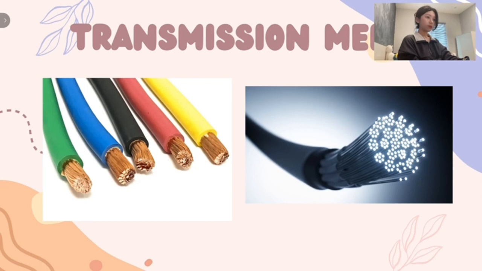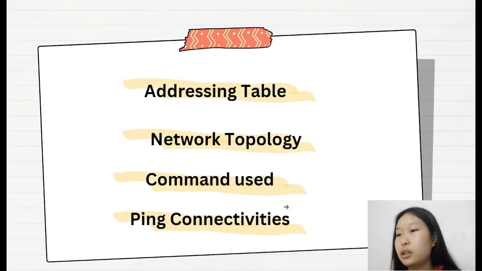Using coupled cable within a location, such as between the device and the switch or the switch to the router. Fiber optic cable is being used between the routers, which have a higher distance from each other, as fiber optic cable can provide high bandwidth and also long distance.